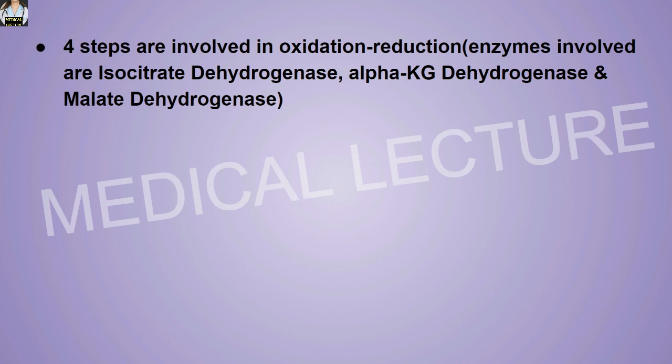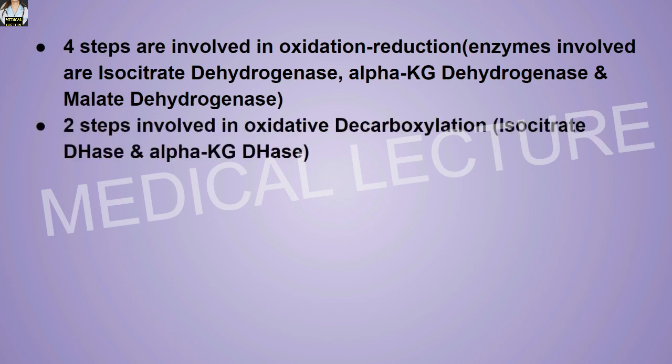In the Krebs cycle, 4 steps are involved in oxidation-reduction, and the enzymes involved are isocitrate dehydrogenase, alpha-ketoglutarate dehydrogenase and malate dehydrogenase. Two steps involve oxidative decarboxylation, and the enzymes for this are isocitrate dehydrogenase and alpha-ketoglutarate dehydrogenase.